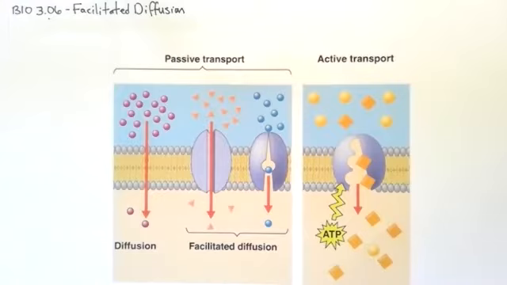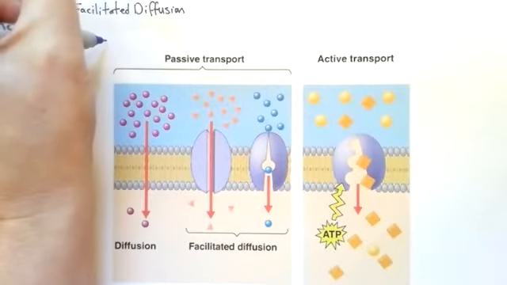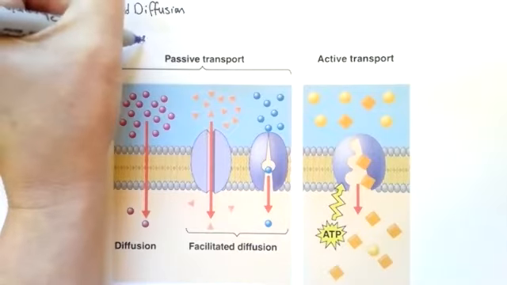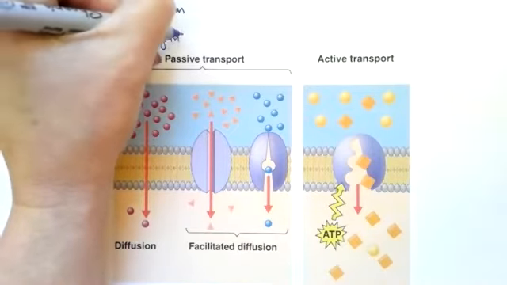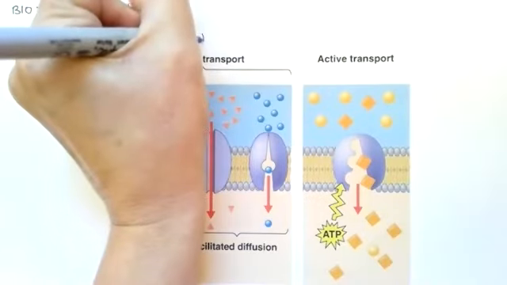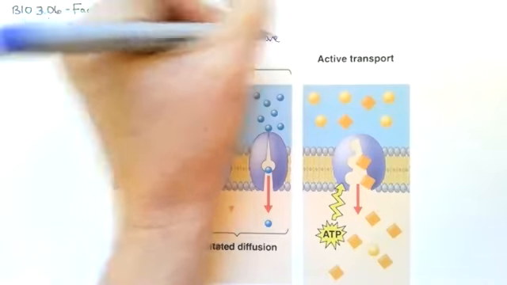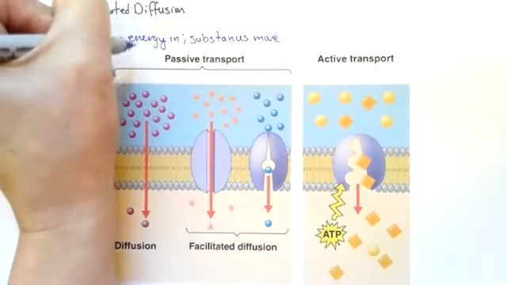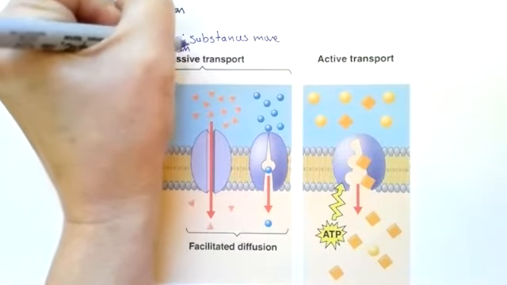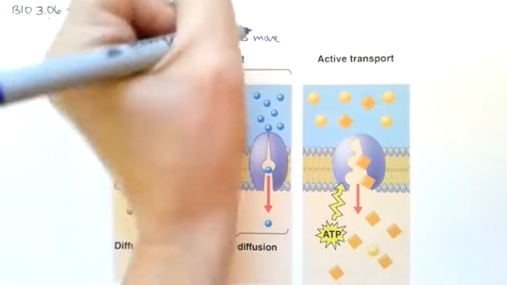Passive transport does not use energy, no energy in. Substances move from high concentration to low concentration.